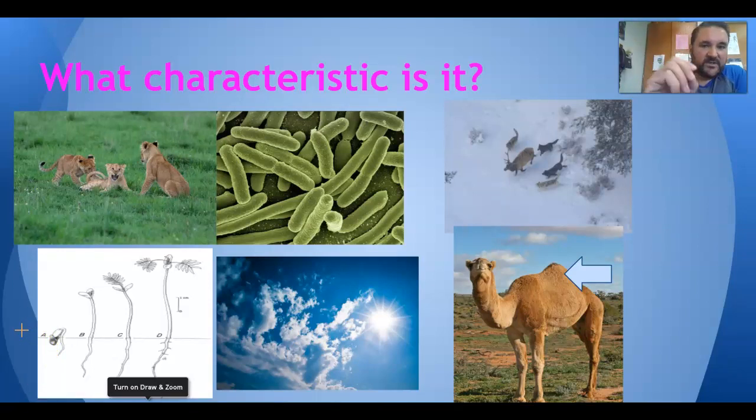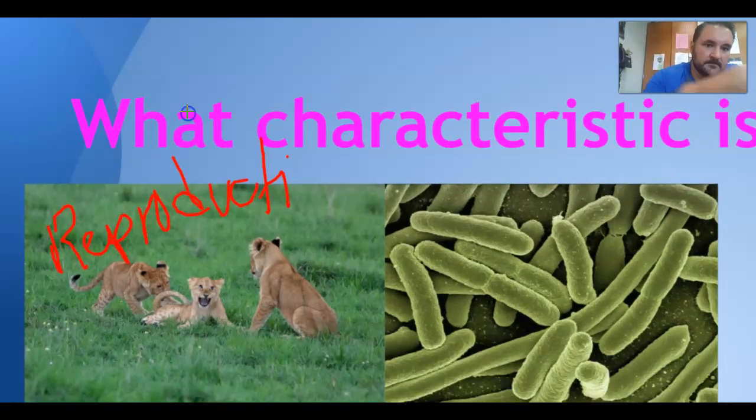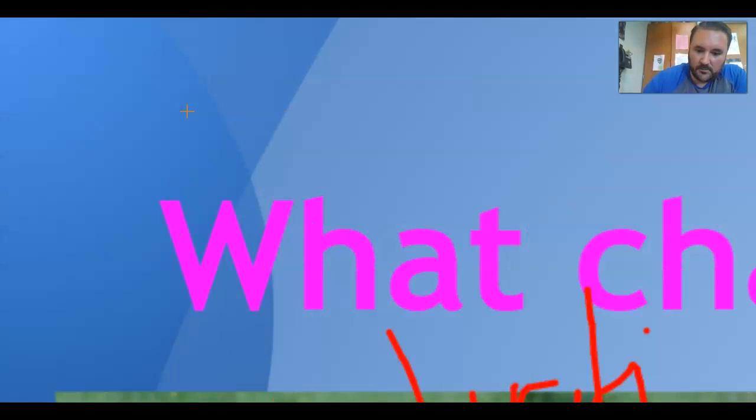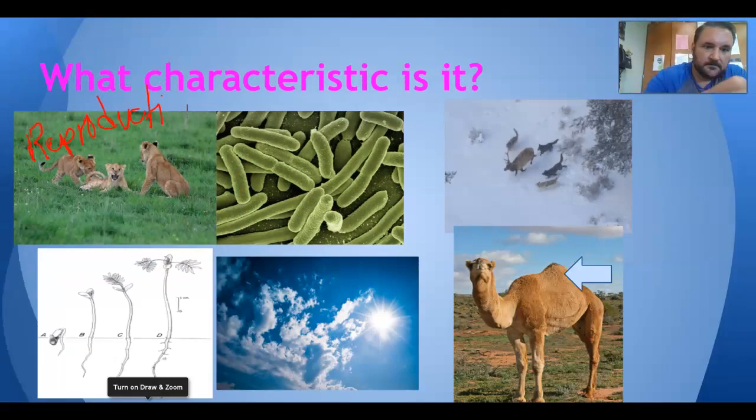All right, ladies and gentlemen, let's see what you came up with. So here we have lion cubs. They're babies. So this one was reproduction. The next one there, those are bacteria, and bacteria are single-celled organisms. So this one is cells.